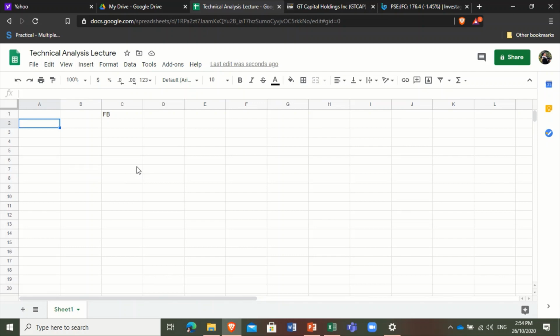Wala kang ibang ika-copy paste. Dito na kaagad, lilitaw na siya. Because Google has its own Google Finance, kumbaga parang Yahoo Finance, meron siyang sariling Google Finance. Let's say, for example, I want to look into the stock price of Facebook, okay?